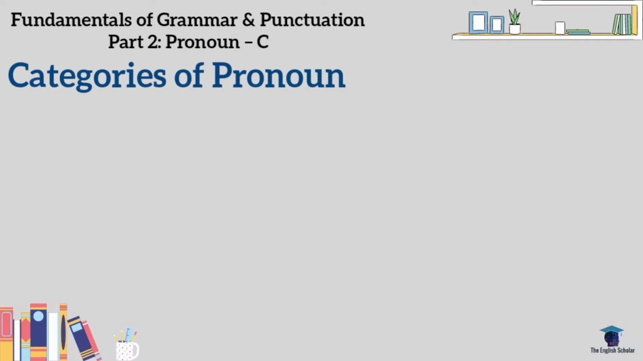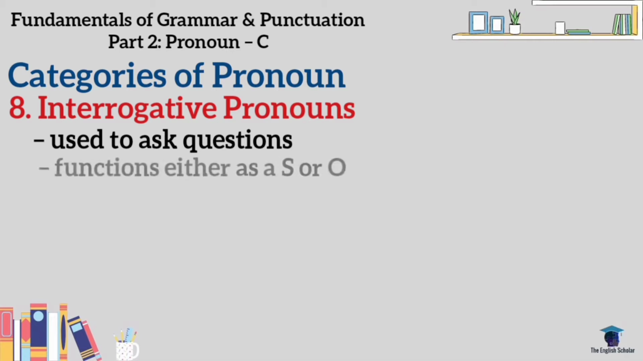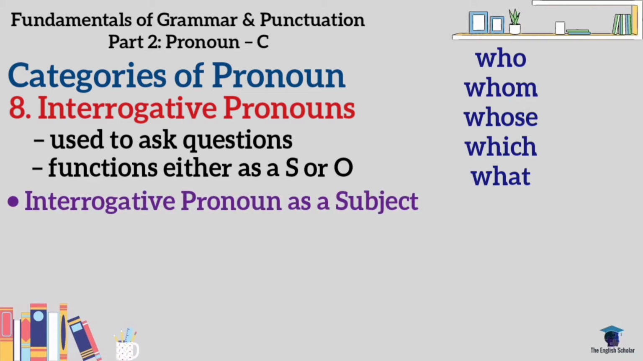Now let's start. Let's have the 8th one, interrogative pronouns. Interrogative pronouns are used to ask questions, functioning either as the subject or object of such sentences. There are 5 primary interrogative pronouns. We have who, whom, whose, which, and what. Let's have interrogative pronoun as a subject in a sentence.